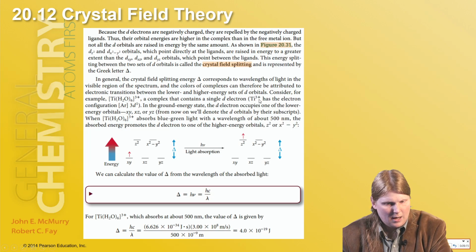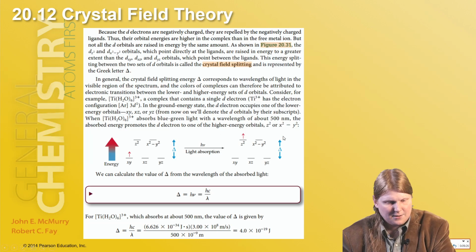They consider this complex, and they say we put the d orbitals in one of the lower energy versions. They denote them by their subscripts. And usually there are two groups, one with two and one with three. Then a light interaction can be set up by the energy difference between these two, and we can measure that by the color that the complex ends up being.